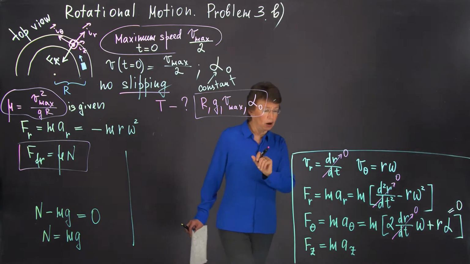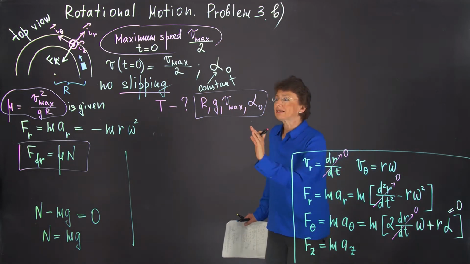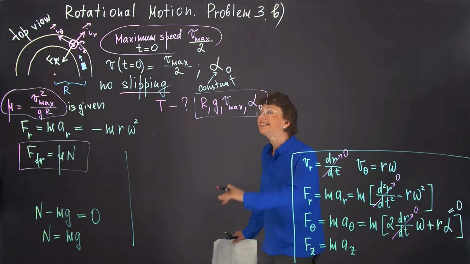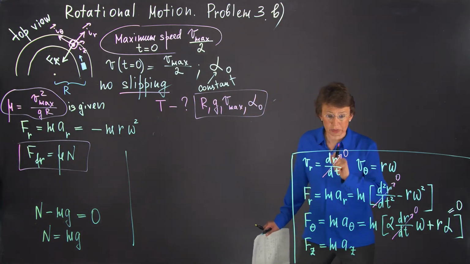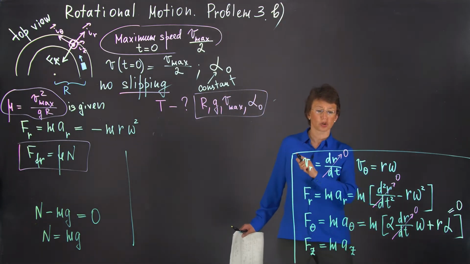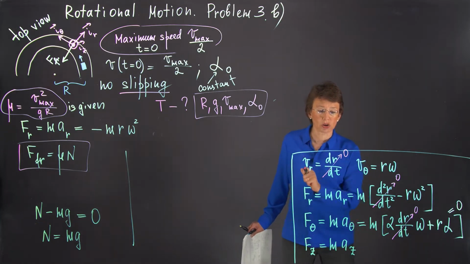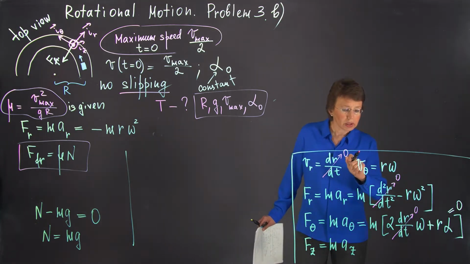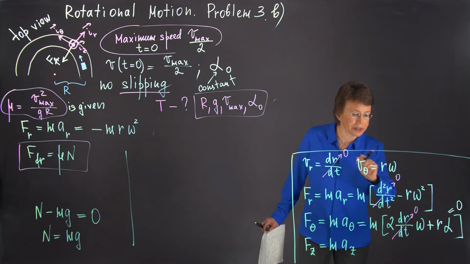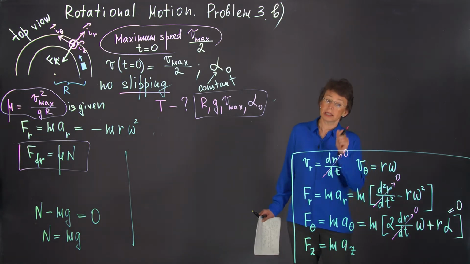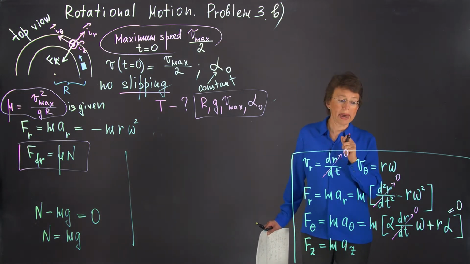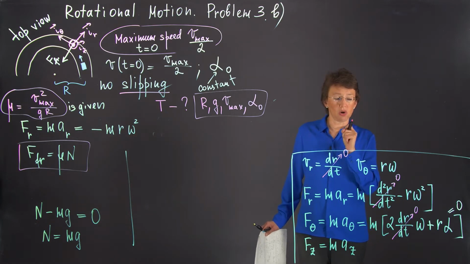Let's look at our formulas. So it's still no slipping. It is right before the slipping occurs, but still no slipping. So r is constant. Radial component of velocity is 0. Tangential component of velocity is non-zero. It is equal to r omega. Do we know omega?